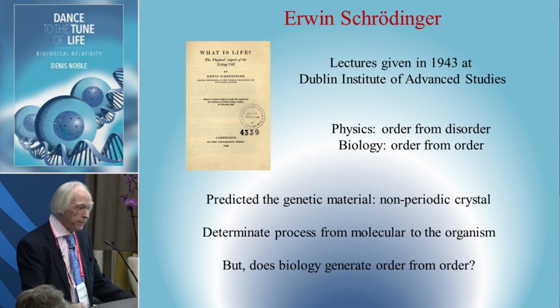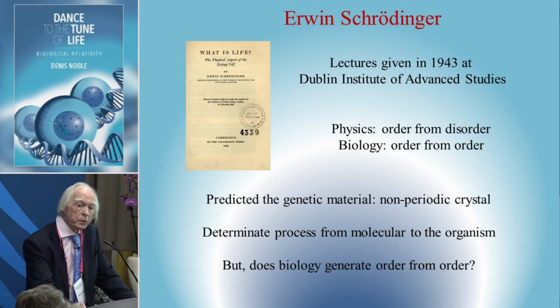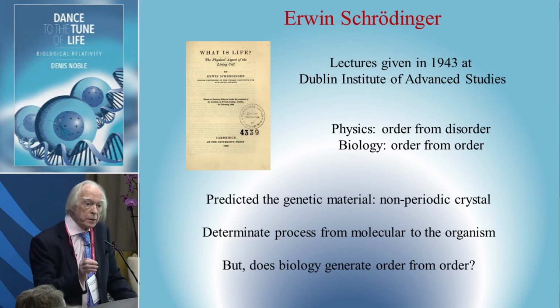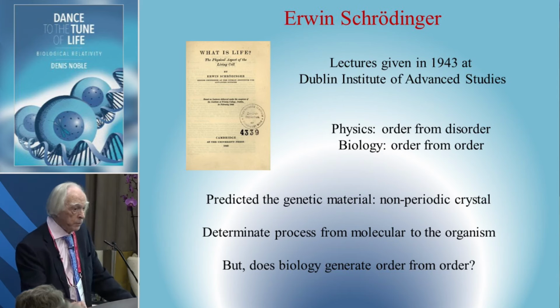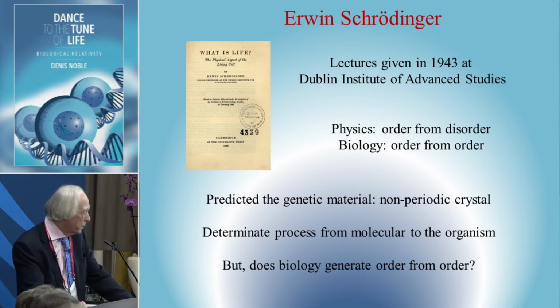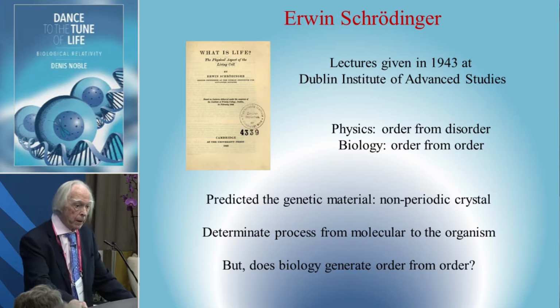So he said physics is the generation of order from disorder. But then he said, biology, by contrast, has to be the generation of order from molecular order. And why was that? That's because he made one prediction, which is absolutely correct, which is that the genetic material, remember, nobody knew in 1942 when he gave those lectures that genetic material was DNA, but he predicted that the genetic material, when it was found, would be found to be what he called a non-periodic crystal. And if you think of a linear polymer, which is what DNA is, without complete repeats, of course there are many repeats in DNA, as we well know, but they're not complete.